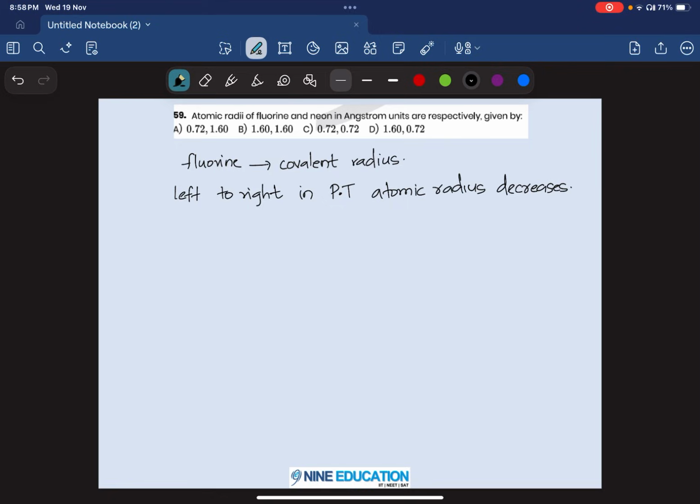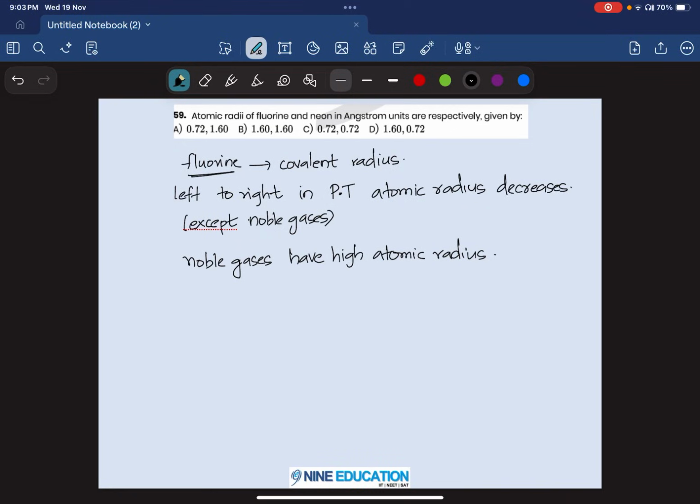So from left to right, fluorine has the least radius, but I'm sorry, except for noble gases. Atomic radius decreases from left to right in the periodic table, except for noble gases. This trend is not followed by noble gas elements. Only till fluorine this trend is followed. Noble gases have generally high atomic radius.